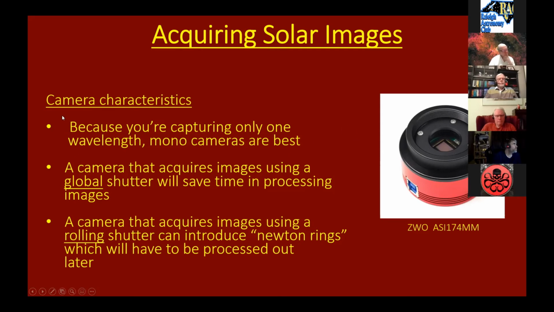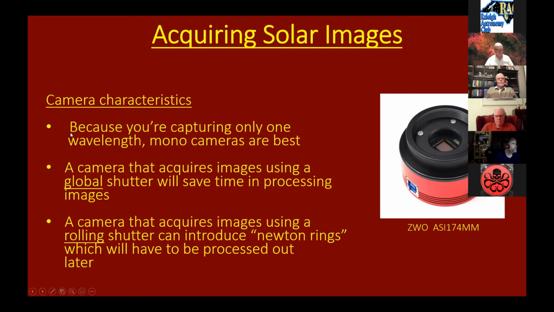As with most things in the imaging hobby, mono is the kind of camera you want, because you're only looking at single wavelengths of light. If you're using just a Mylar sheet, yeah, you're looking at all wavelengths, because the Mylar filter is white light. But if you use a continuum filter on the front of that, or after that, it's going to be filtering for 540 nanometers. So you're only looking at one wavelength.